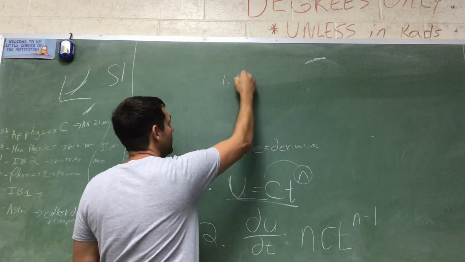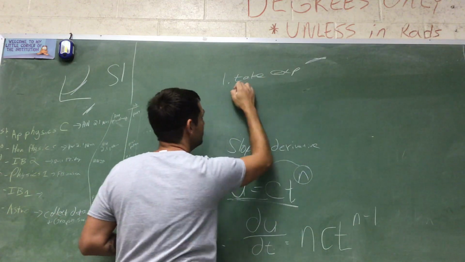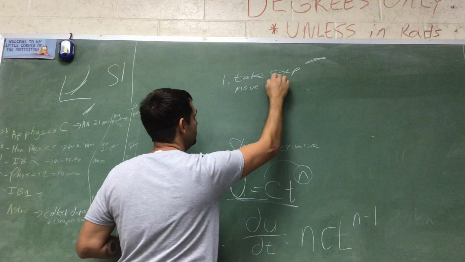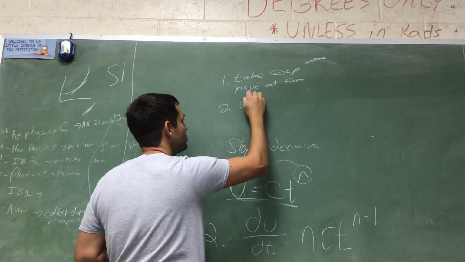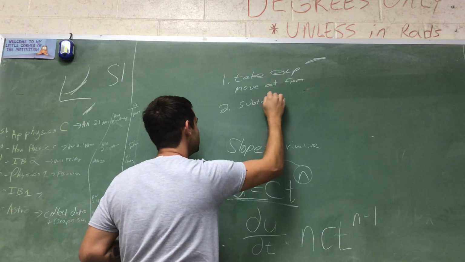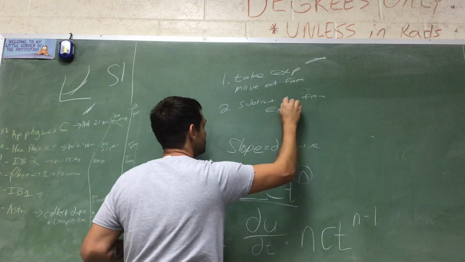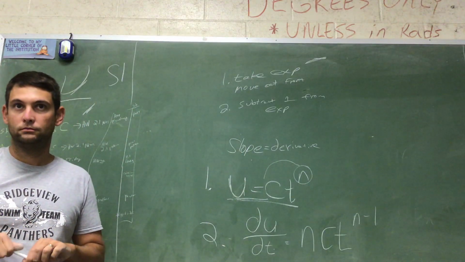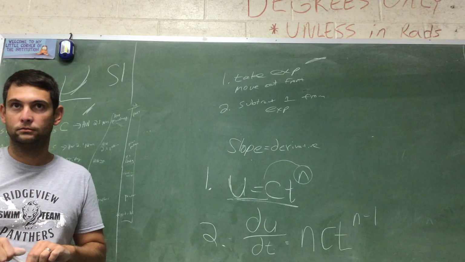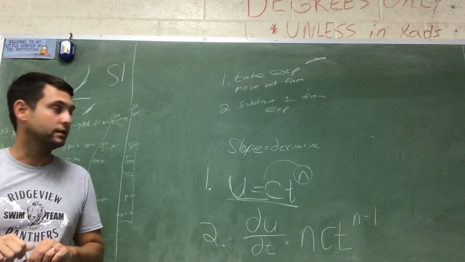Step 1, take the exponent and move it out front. Step 2, subtract 1 from the exponent. You take the one from the exponent because you moved it out front. Sorry, I'm just trying to clarify.